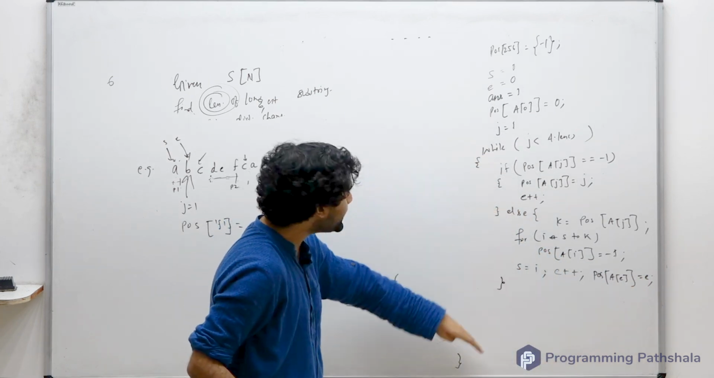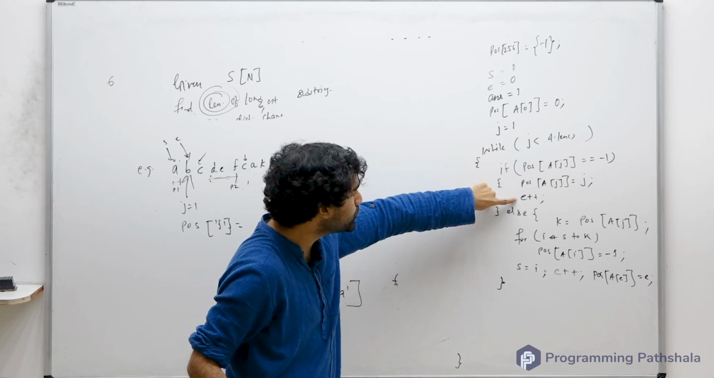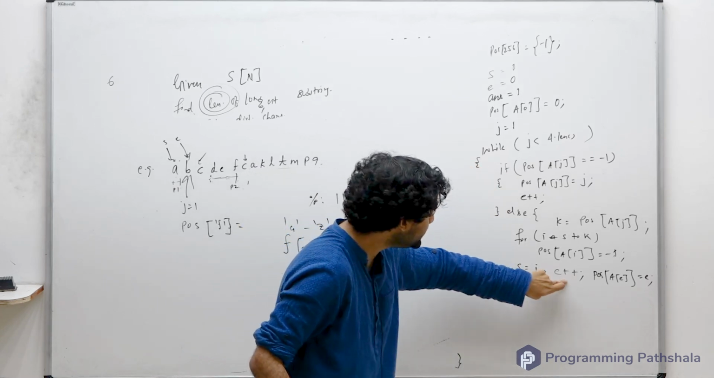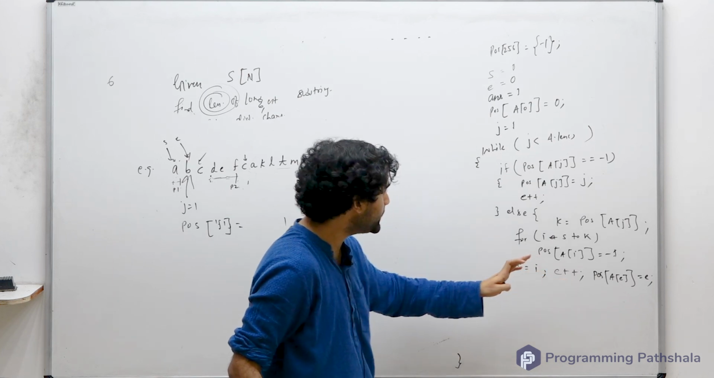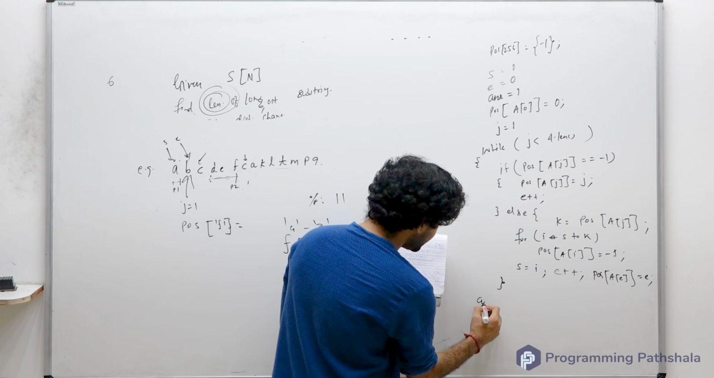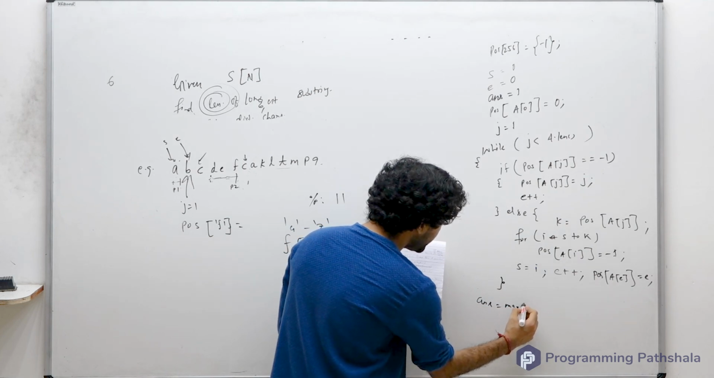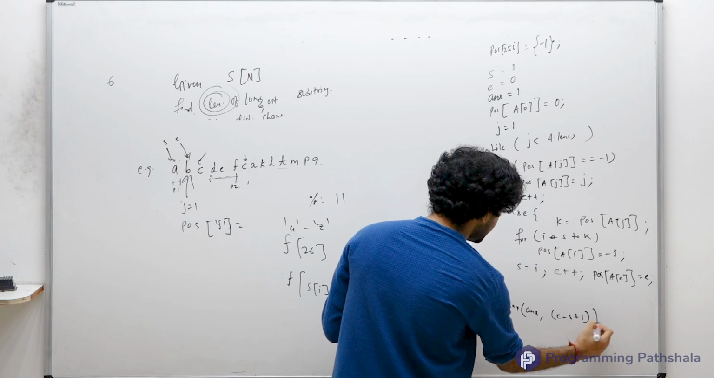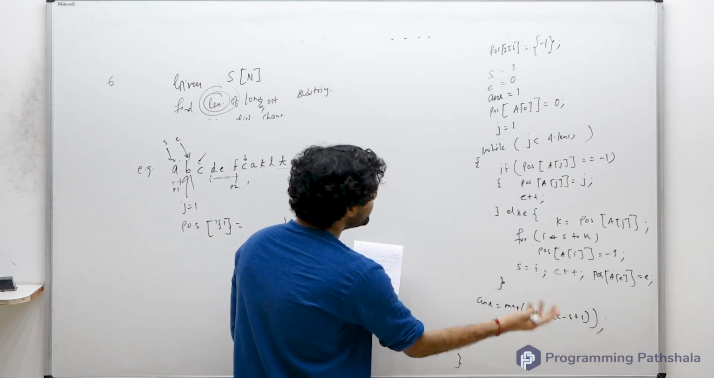And now in every iteration, irrespective of whether you just moved e, or else where you not only moved e but you also moved s, you have to track the answer. So your answer will be the max of the original answer, comma, e minus s plus 1, and then every time you will do j++.